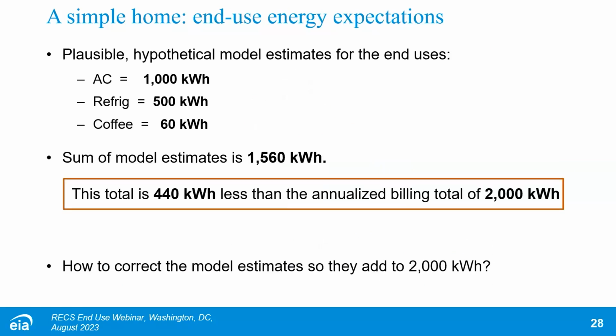So to find our expectations, we're going to consult our end use models that we've built. And so these are completely plausible estimates that may have come out for this house. So we're going to say the air conditioner is expected to use 1,000 kilowatt hours in 2020, the refrigerator 500 kilowatt hours, and the coffee maker 60 kilowatt hours. If you sum these, we expect this home to have used 1,560 kilowatt hours in 2020. And you'll note that this is 440 kilowatt hours less, so there's a deficit here, than the annualized billing total. So calibration is going to somehow correct these end use estimates so that they sum to that 2,000 kilowatt hours.